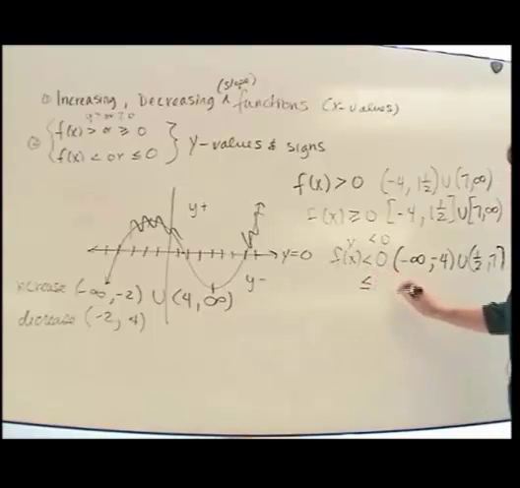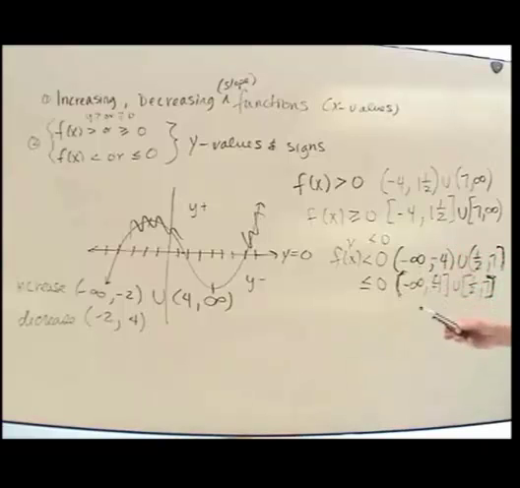For less than or equal to 0, you would still have round for negative infinity, but you would have square for 4 and square for 1.5. Square. Okay? So that's the only difference. So you've got to keep straight what you're being asked and what you're being told to find.